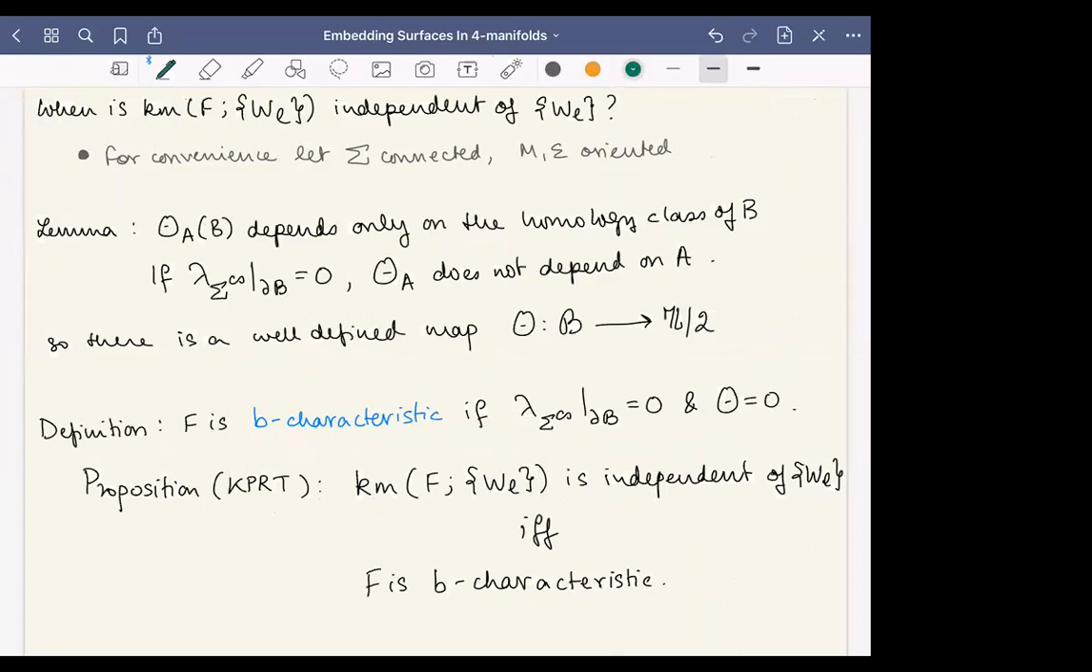And then finally, what we can show is that suppose all of those things do not happen, that's it. That's the only thing that can go wrong. So if you have that this intersection form on the boundary of bands is trivial, and this formula that I just gave last page is zero, then we say that your surface is B-characteristic. And that's precisely the situation where the Whitney disk choices don't matter.